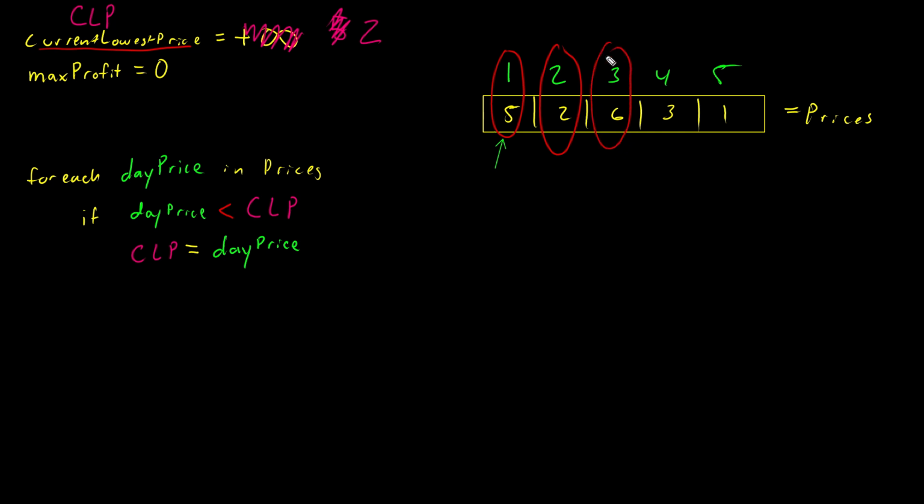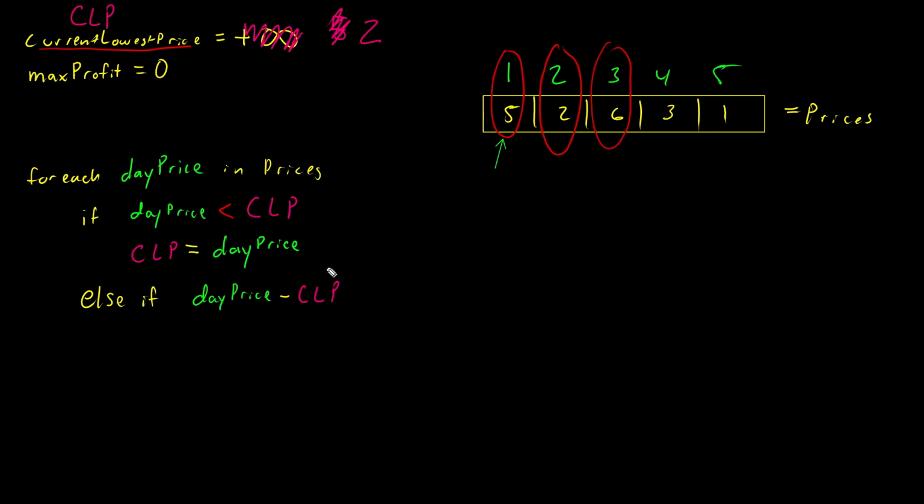So on day 3, the price is 6. Is 6 less than 2? Well, no. Well, what do we do now? Now we check to see how much profit we make, okay? So let's do that. Else, if day price minus current lowest price, right? So we want to check to see what the difference is. So right now, our day price is 6 and our current lowest price is 2.